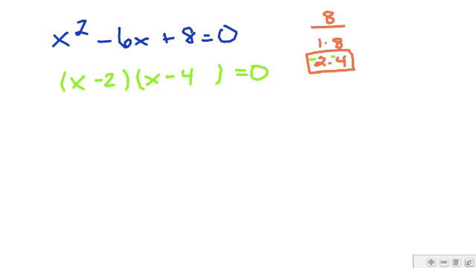Now, doesn't this look like the problems you just finished doing? What's the opposite of negative 2? 2. What's the opposite of negative 4? 4. And those are your two answers. Okay, let's try one more.